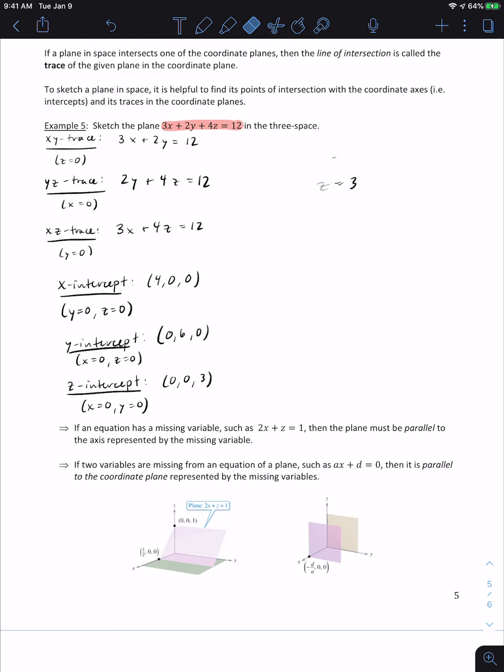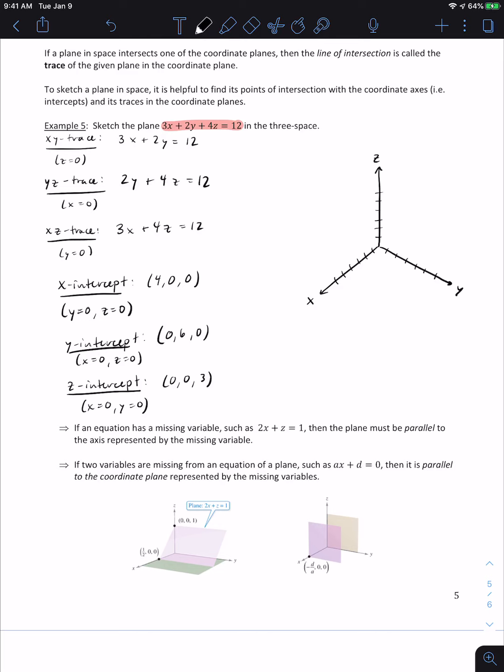Now that we have intercepts, and we know that since this is an equation of a plane, the plane is going to intersect our coordinate planes xy, yz, and xz in lines, we can make a good sketch of this. All right, so this is my x, y, z. This is x, this is y, this is z. So 1, 2, 3, 4, 5, 6 on each axis.